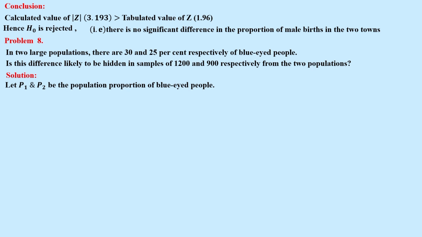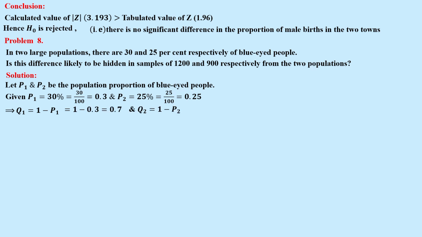First we take capital P1 and capital P2 as the population proportions of blue-eyed people. They have given large populations, so P1 equal to 30% and P2 equal to 25%. So capital P1 equal to 0.3, capital P2 is equal to 0.25. Q1 equal to 1 minus P1, 0.7, Q2 is equal to 1 minus P2, 0.75. And the samples, to be hidden in samples of 1200: N1 equal to 1200, N2 is equal to 900.